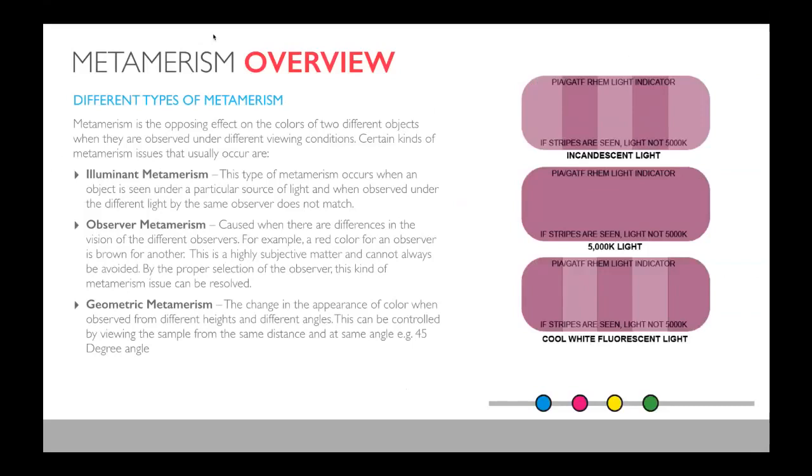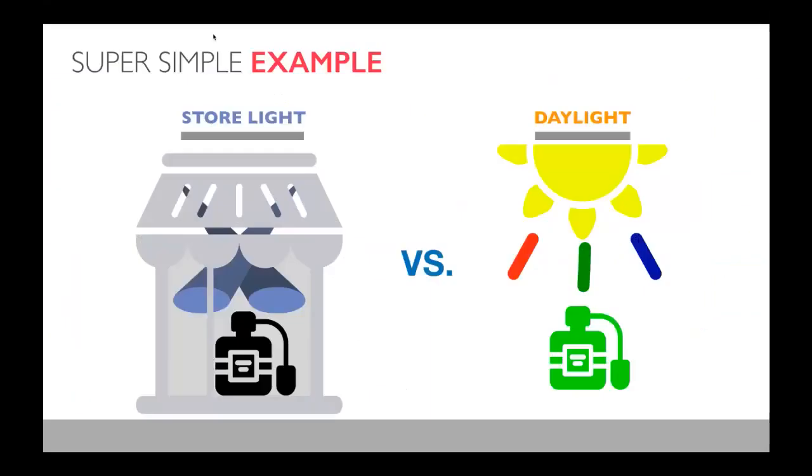It really happens when two colors that are actually not the same look the same, because different wavelengths are affecting the color under certain kinds of conditions. And this is kind of an example of that. This is my super simple example.